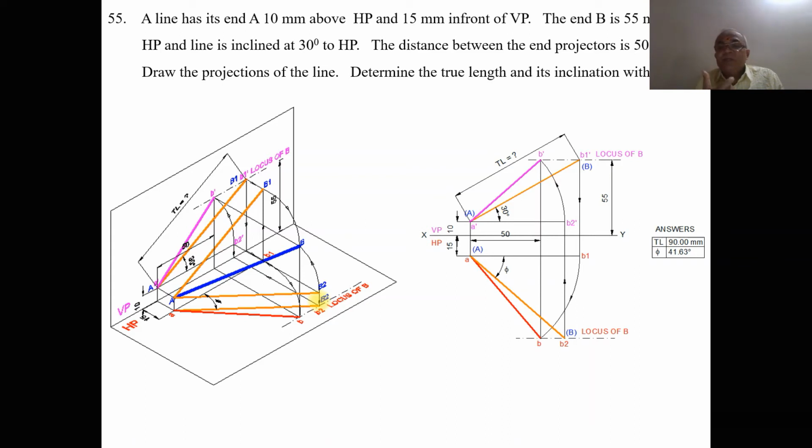So we need to find out the true length and the true inclination with respect to VP. You denote it by the symbol phi because it is the true inclination with respect to VP.